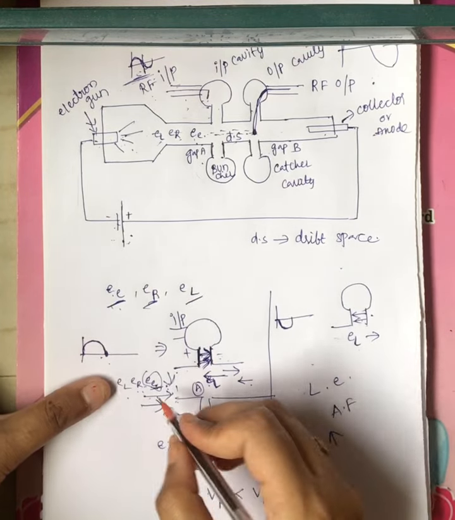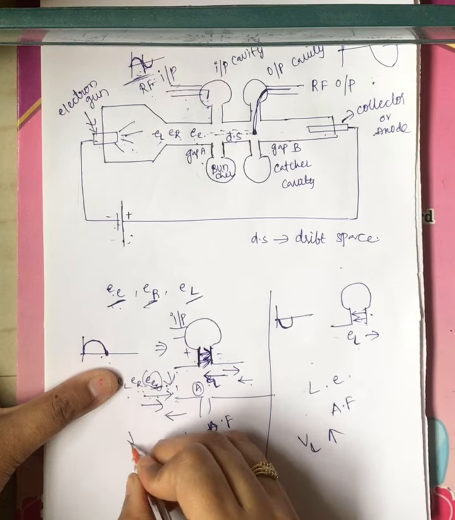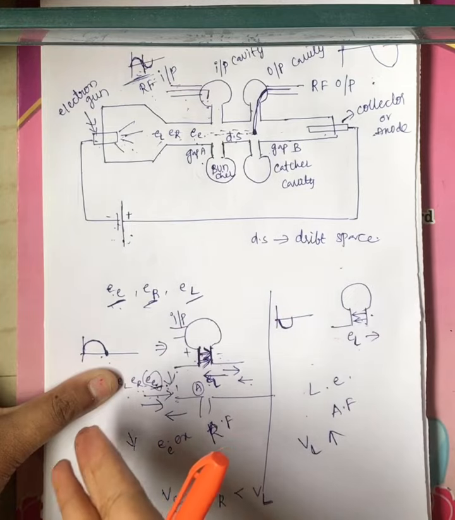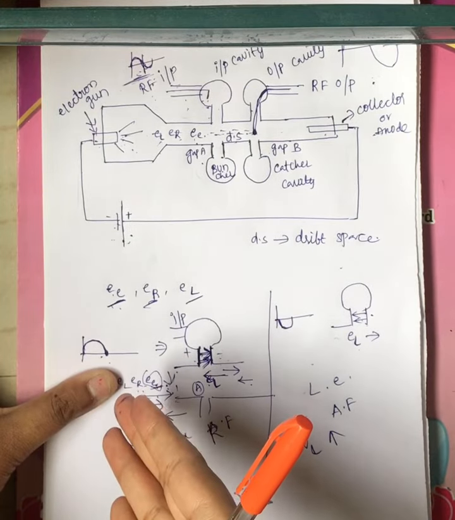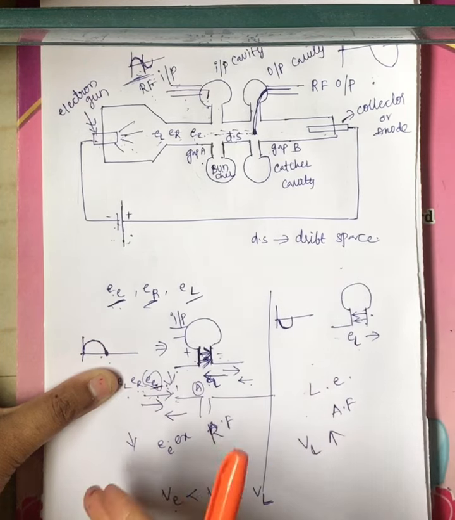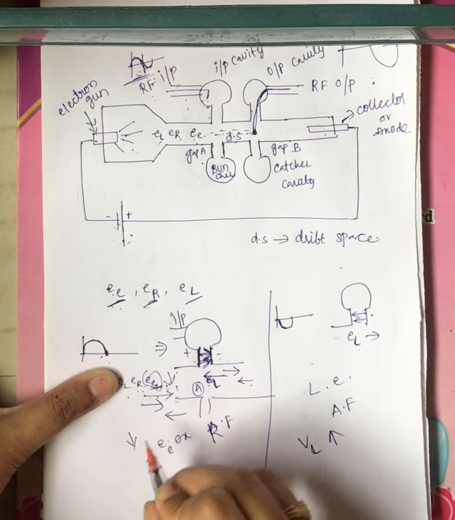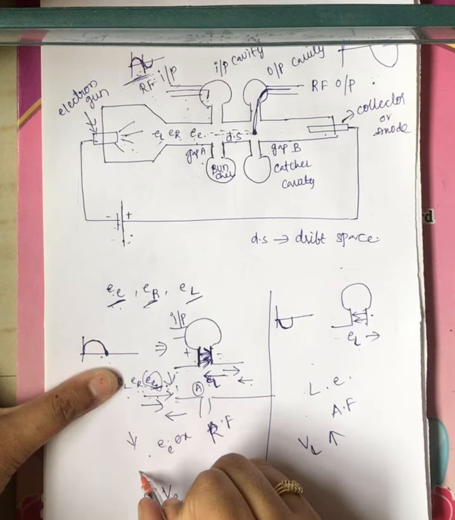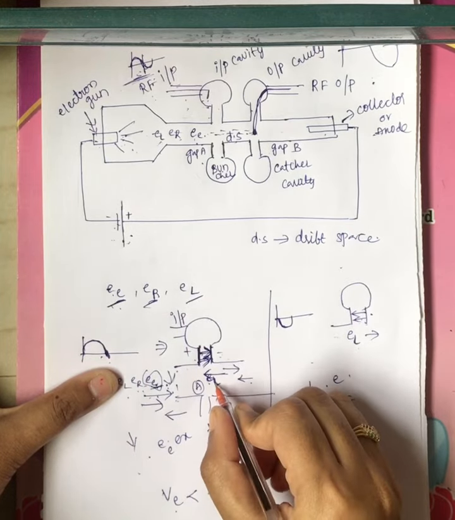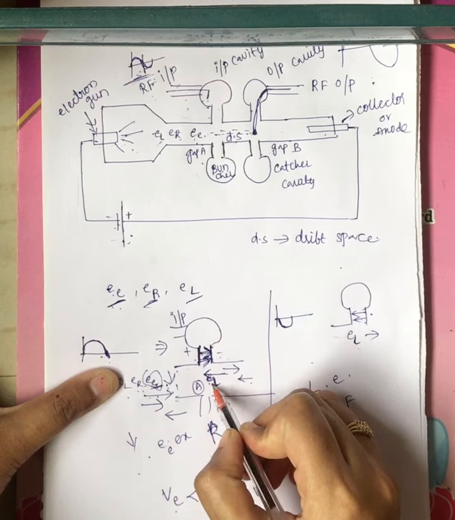Now what happens to the velocity of the early electron? It decreases because of the resistive force, because the force acting on the electron is in the opposite direction. The velocity of the early electron decreases, and this occurs during the positive half cycle. By the end of the positive half cycle, the early electron reaches gap A. This is your first cavity.